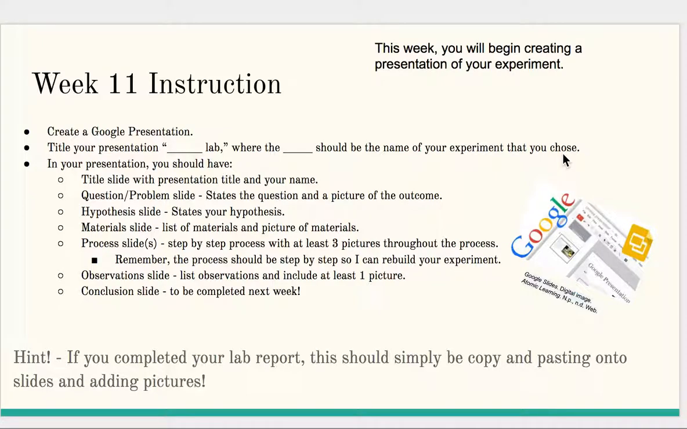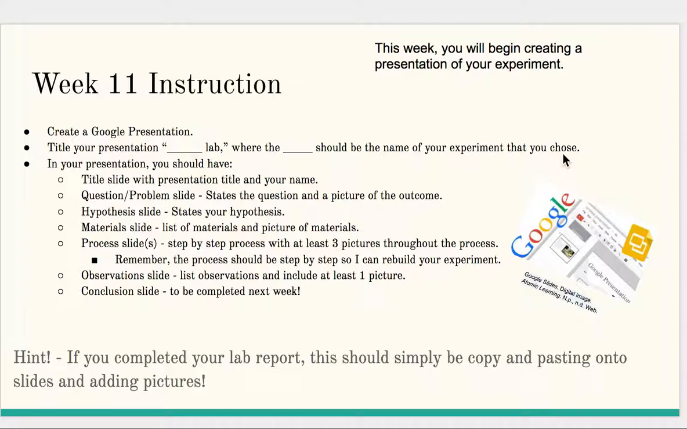Welcome back to week 11 of second grade unit 3 about matter. The last 10 weeks you've been looking at all the different states of matter. You've been able to categorize things into those states of matter, and you've learned about what matter is. You've also completed a lab of your choosing, and at this point it should be completely done.